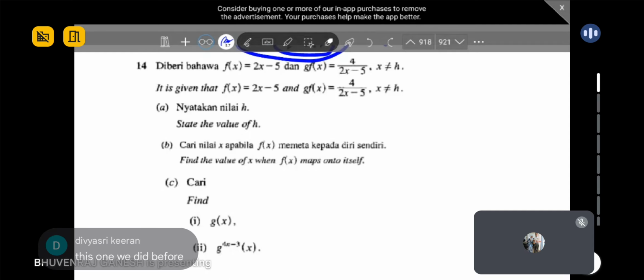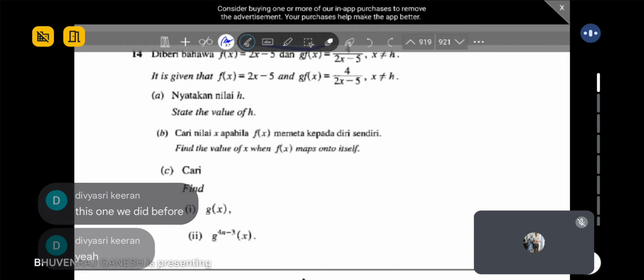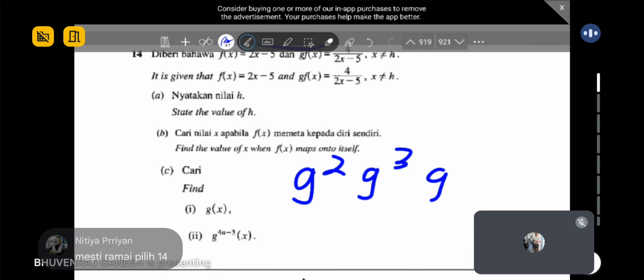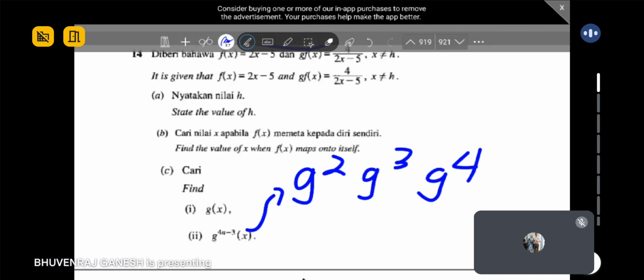Whenever you have g power 4n minus 3, what do you do, guys? You check the power. You try to see the pattern. It means you try g square, g cube, g4. Just see the pattern. Tengok pola dia macam mana. So maybe g square, you will get x. g cube, you get 4 over x. g4, you get x. So guys, then you predict lah.